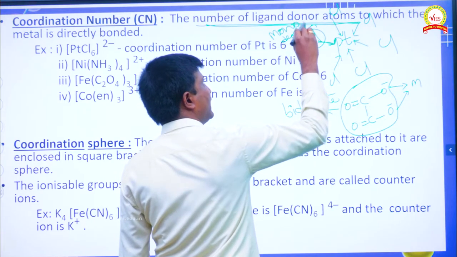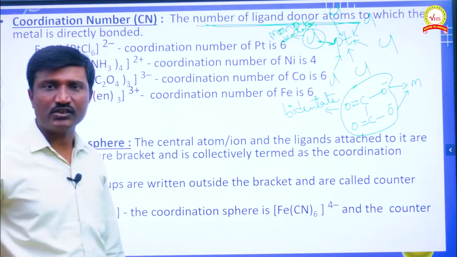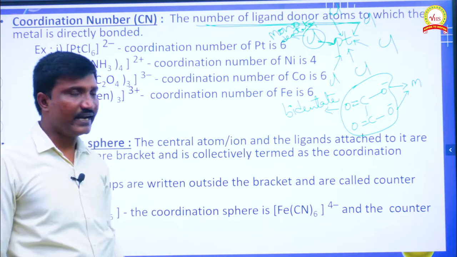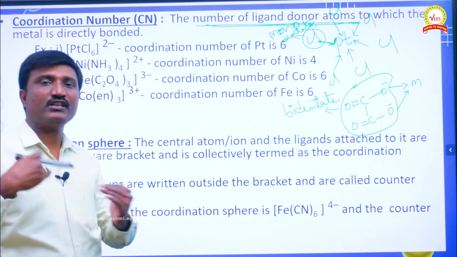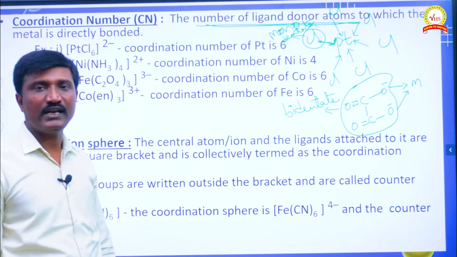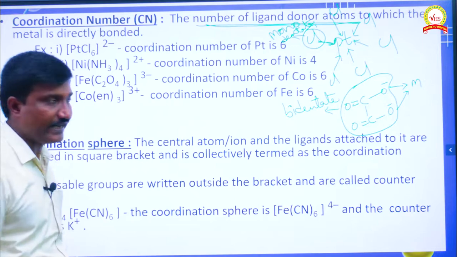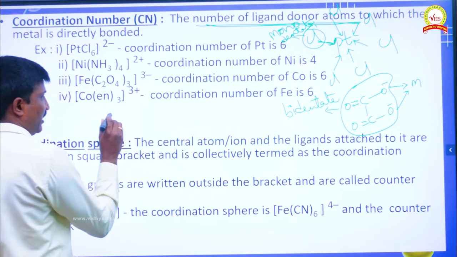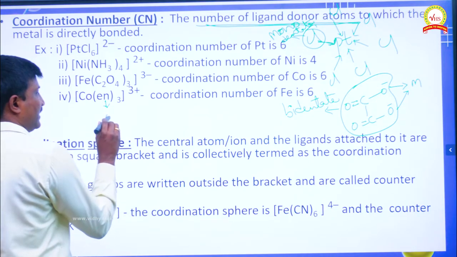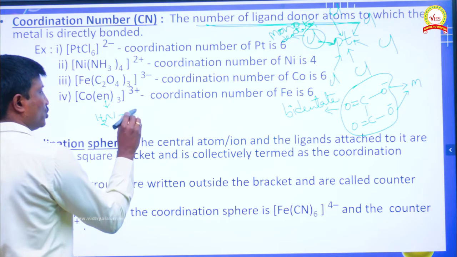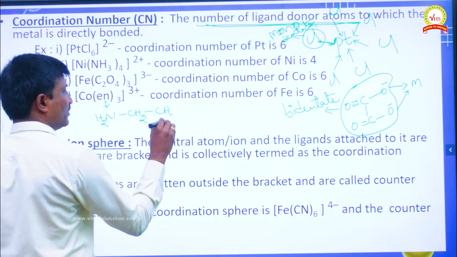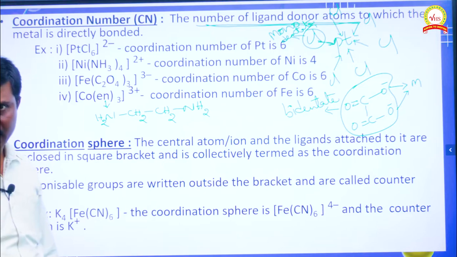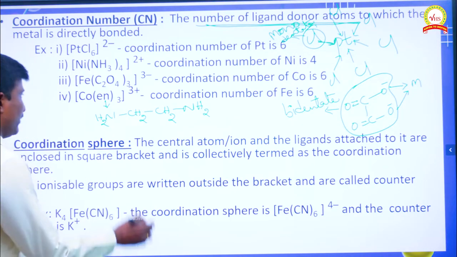The dentate indicates the number of lone pairs donating. If one lone pair is donating, it is monodentate. If two lone pairs are donating, it is a bidentate ligand. If more than two are donating, then we call it a polydentate ligand. For example, if I take EDTA, or en, ethylenediamine, the structure is NH2, CH2, CH2, NH2. This is the structure of en, ethylenediamine, or ethane-1,2-diamine.